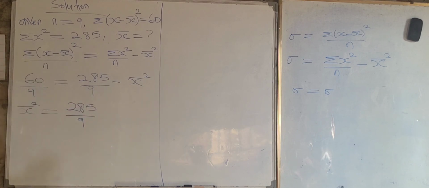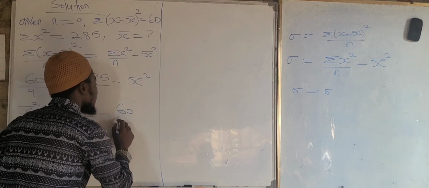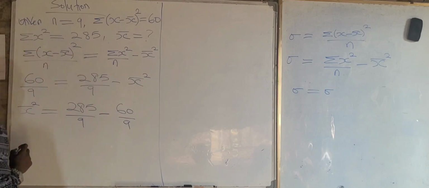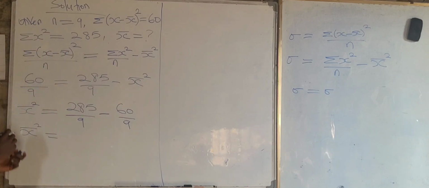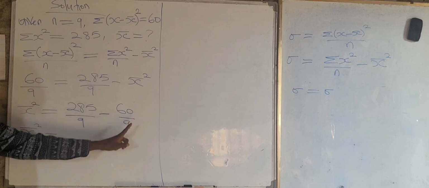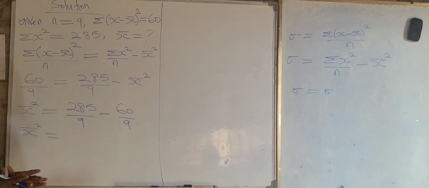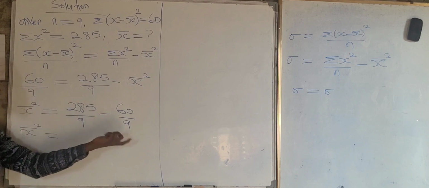What happens now? The sign changes, so it now becomes negative. Now we have negative 60 all over 9 and now we have x bar, the whole square, is now equal to, now if you observe here, just subtract the two values. Why? Because we have the same denominator. Whenever the denominators are the same, you just subtract or you add the values.